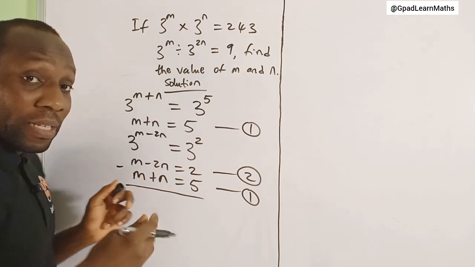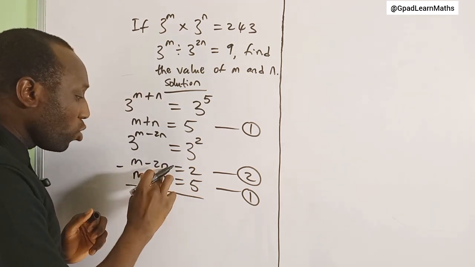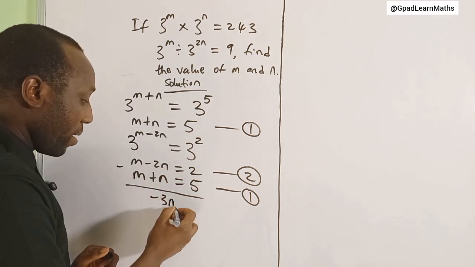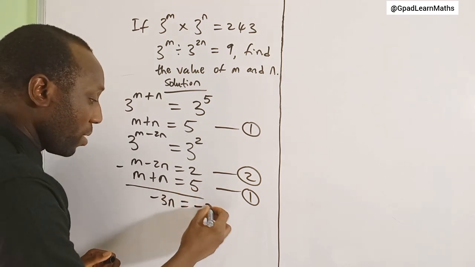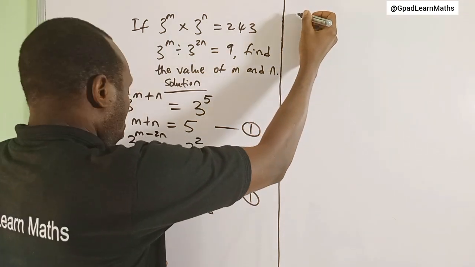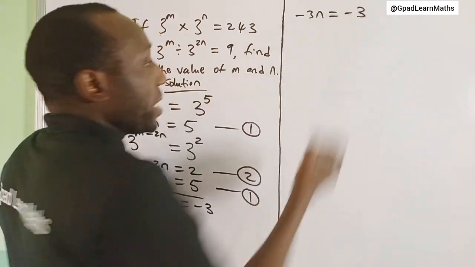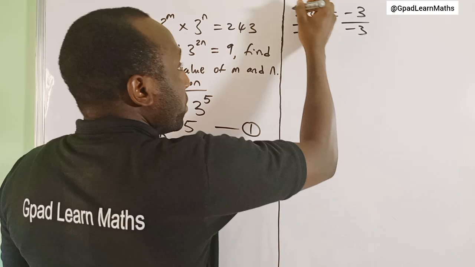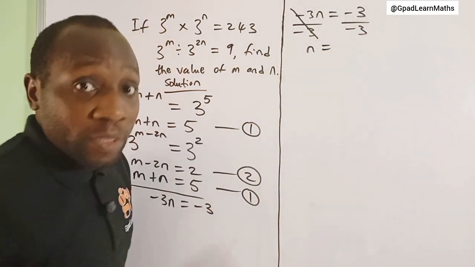So m minus m is 0. You see that m has been eliminated. Then minus 2n minus n is minus 3n, and 2 minus 5 is minus 3. So minus 3n is equal to minus 3. If I divide both sides by minus 3 to get rid of the coefficient, n is equal to minus 3 divided by minus 3, which is 1.